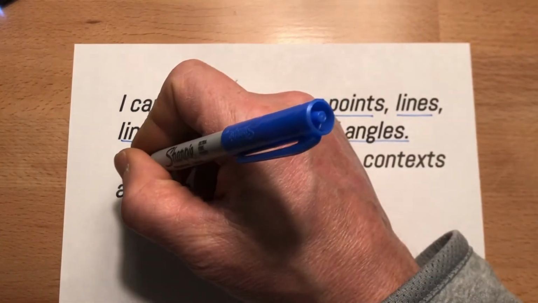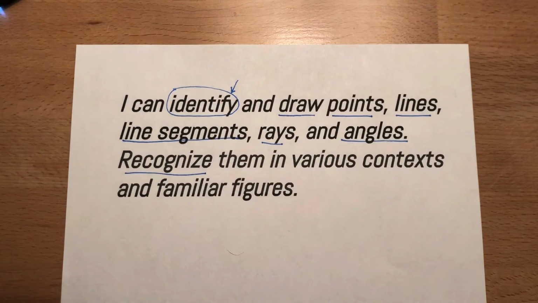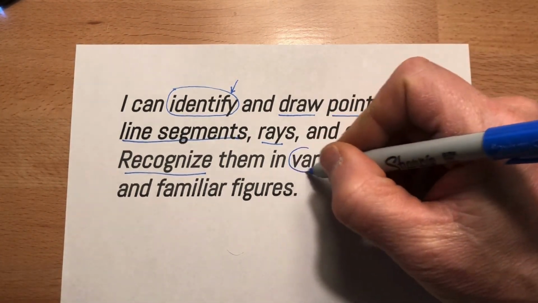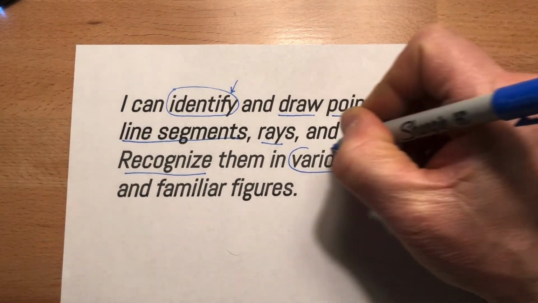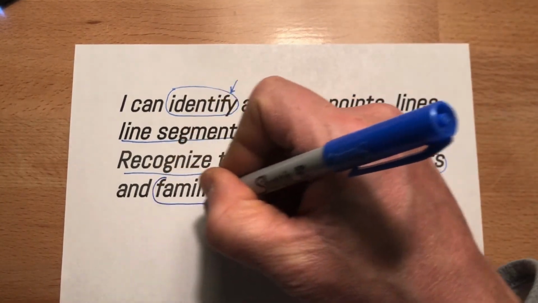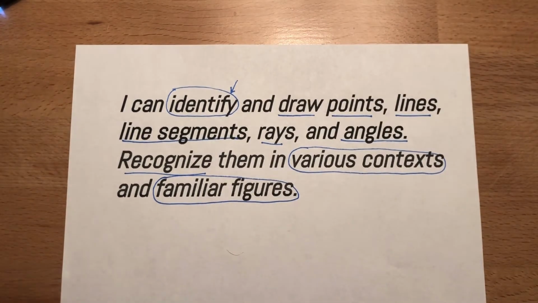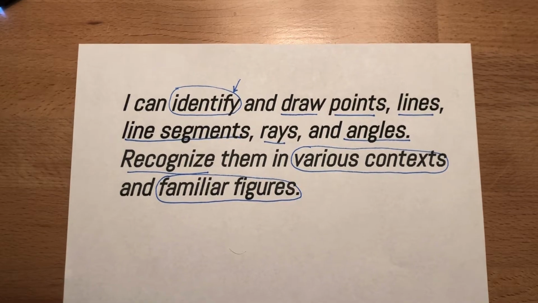So now we know recognize. Recognize is kind of the same thing as identify, as you're going to recognize these things when we see them in different ways on paper, okay? And with familiar figures, such as the figures that we just did on the previous page, with a triangle and a rectangle and those types of shapes, okay? So what we're going to do is stick with our I can statement. We're going to do a little bit of teaching, all right?